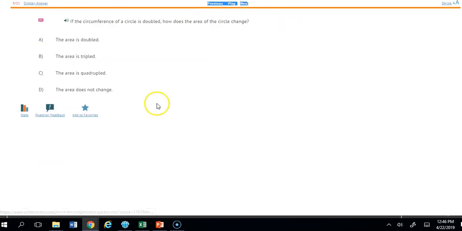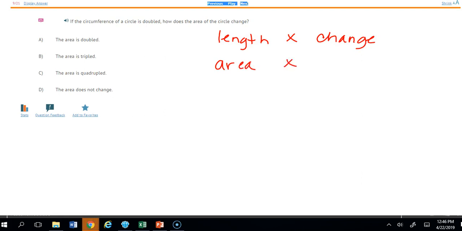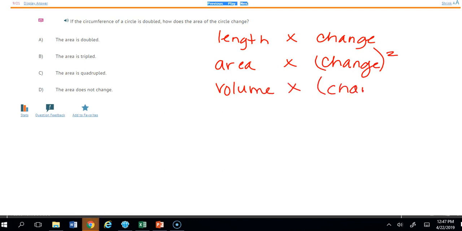Our next question. If the circumference of a circle is doubled, how does the area of the circle change? So I want to remind y'all something. When we talk about a length, we're just going to multiply the length by the change. And that's a one-dimensional thing. When we talk about an area, we're going to multiply by the change, whatever the change is, squared. And when we have volume, we're going to multiply by the change cubed. So what we have to look at here first is what is the change. The change is right here. It's the word doubled. So that represents a 2.